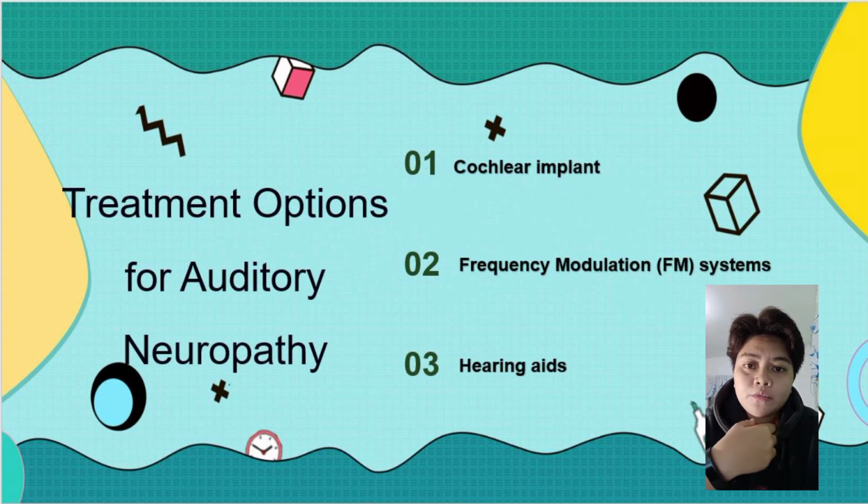The treatment options for this hearing impairment are made up of cochlear implants, another would be the frequency modulation system, or FM systems. Next would be hearing aids. But again, there is no guarantee that people who suffer from this hearing impairment, or auditory neuropathy, will recover. They will sometimes experience deterioration despite having treatments.